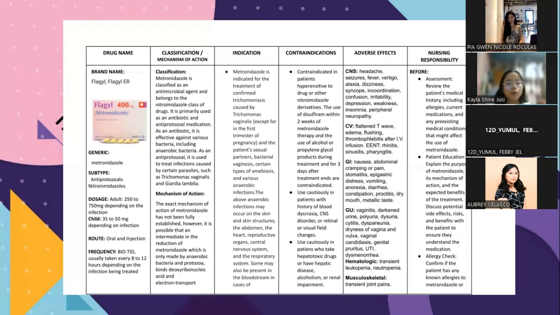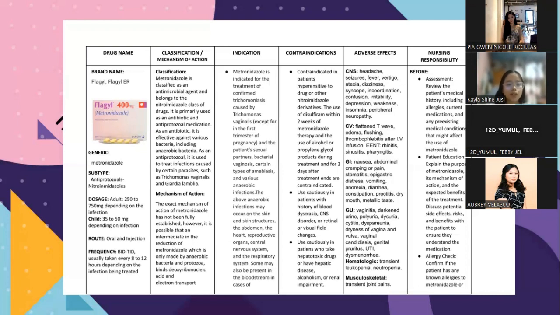Now for the route of administration. Flagyl is available in both oral and injectable forms, allowing for administration through the mouth or by injection. The frequency of administration is typically 2 to 3 times a day. The medication is usually taken every 8 to 12 hours, depending on the infection being treated and the specific instructions provided by the healthcare provider. It is important to follow the prescribed dosing schedule and complete the full course of treatment as directed.